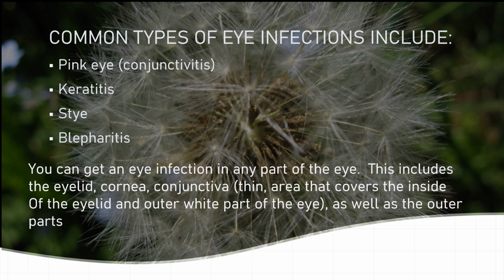Common types of eye infections include pink eye or conjunctivitis. It's an infection of your conjunctiva and usually gives your eyes a pink tint. It can be caused by a bacteria or virus, although sometimes you might get it from an allergic reaction or irritants. It's common to get pink eye when you have a cold. In adults, it is most commonly caused by a virus, and in children, it is most likely bacterial.